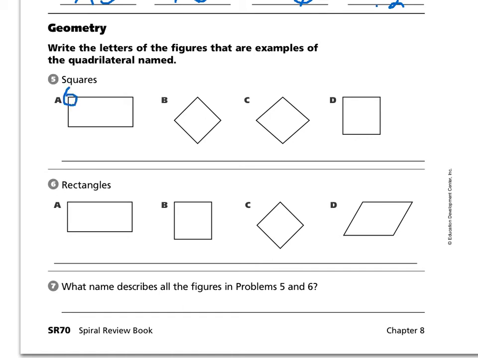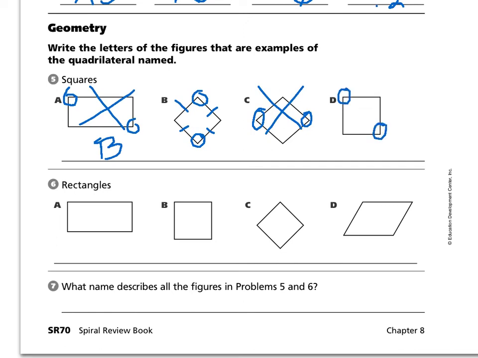So this has the right angles, but the sides are not the same. This has the angles, and all of the sides are equal lengths. So letter B would be one. Letter C doesn't have the right angles, so it is not one. Letter D does have the right angles, and it has congruent sides, so letter D would also be one.